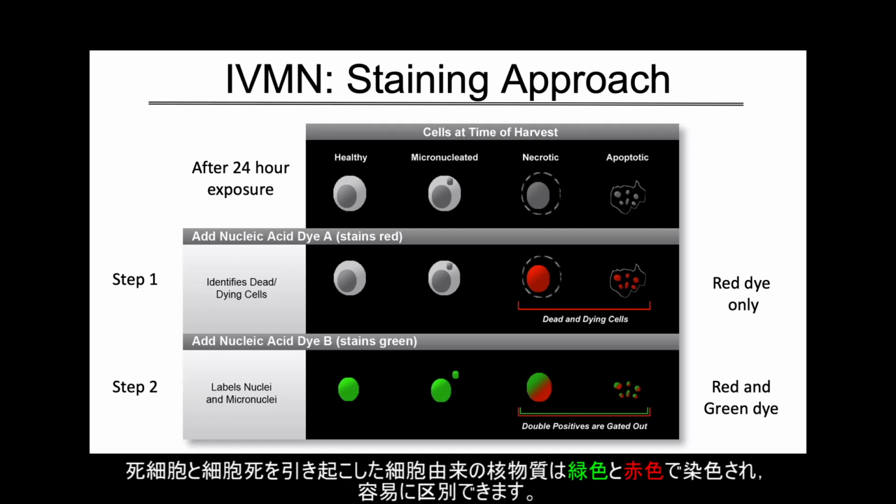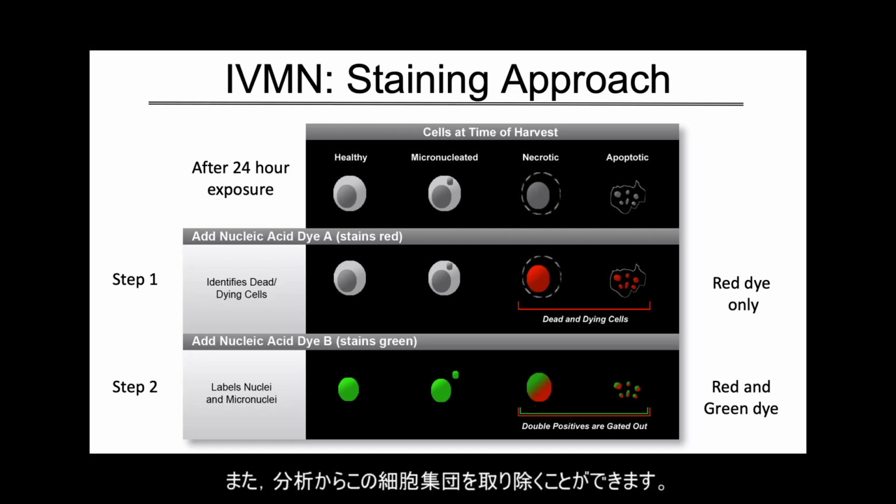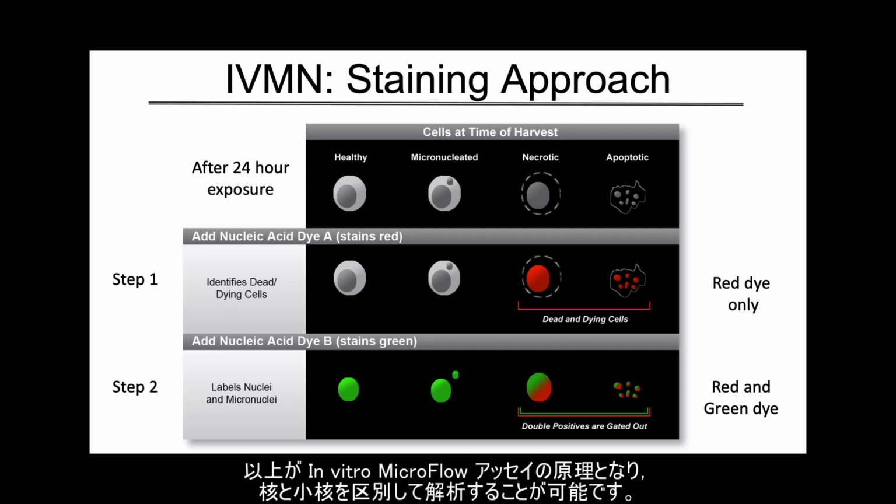The nuclear material from the dead and dying cells are stained both green and red, thus allowing us to readily identify and remove this population from subsequent analysis. This is the basis for the in vitro MicroFlow assay and allows us to examine nuclei and micronuclei separately.